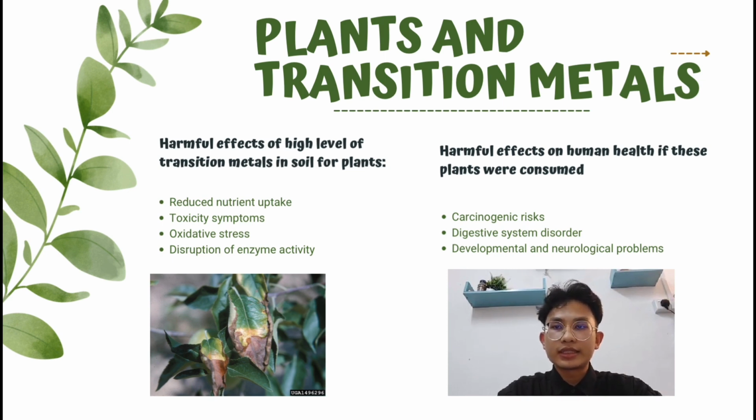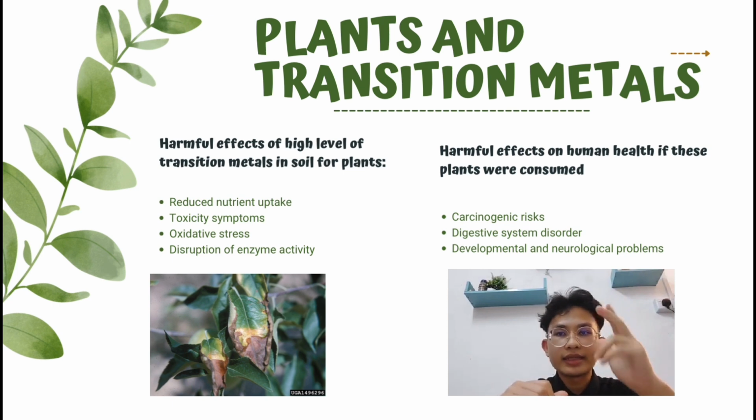Next is toxicity symptoms. Plants exposed to high concentrations of transition metals may exhibit visible symptoms of toxicity, including leaf chlorosis. Next is oxidative stress. Transition metals, particularly those with multiple oxidation states such as iron and manganese, can participate in redox reactions within plants. This can lead to the production of reactive oxygen species, causing oxidative stress and damaging cell membranes, proteins, and DNA.